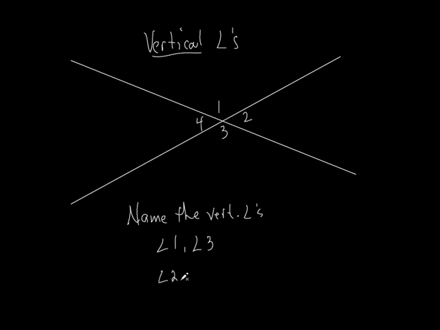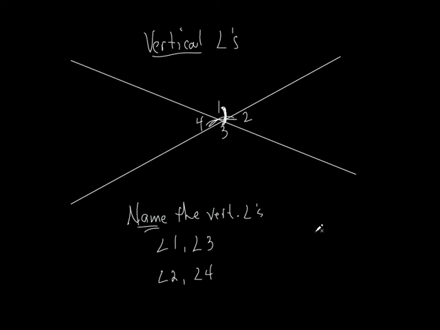Doesn't matter what order you put it in. I'll go angle 2, angle 4. And that's the kind of stuff that they could ask you. They could say, name the vertical angles. Now, the pictures might be a little more complicated than this, but this is the basic idea. The angles that are opposite each other. Do you see that? They're opposite each other. And these right here are opposite each other. They're the vertical angles. All right?